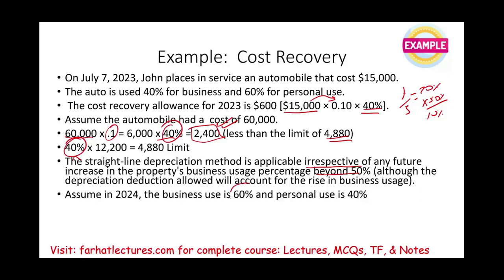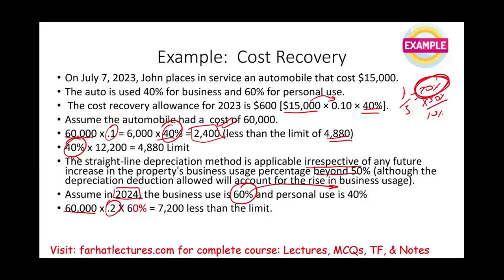Assume in 2024, the business use became 60 and the personal is 40. We would still be using the straight line. However, we're going to take 60,000 times, remember, this is 2024, year two. Year two, remember, the straight line method is every year is 20% after the first year, times 60%. Notice, all that we did is we changed. So we're still using the straight line method. However, we increased the business use percentage to 60, which is 7,200. 7,200 is less than the limit for year two, which is 19,500 multiplied by 60%. Remember, when it comes to passenger auto, you always have to compare this to the limit, and those limits will change from year to year.